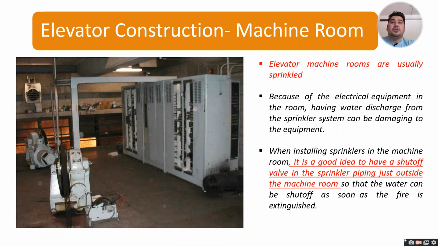Now, elevator machine rooms are usually not sprinklered because of the electrical equipment in the room. Having water discharge from the sprinkler system can be damaging to the equipment. When installing a sprinkler in the machine room, it is a good idea to have a shut-off valve in the sprinkler piping just outside the machine room, so that the water can be shut off as soon as the fire is extinguished.